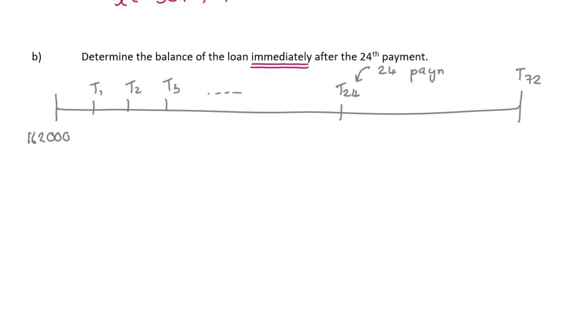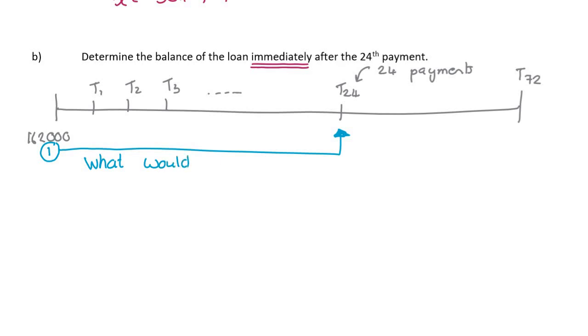Now this method works on the idea of 2 steps. The first step is, let's pretend our loan of 162,000 Rand is not paid off at all. What would that loan be at this 24th time period? Because that's where I'm interested in. What would my loan be if I hadn't paid off a single cent? So that's my first step. I'm just going to write that in.